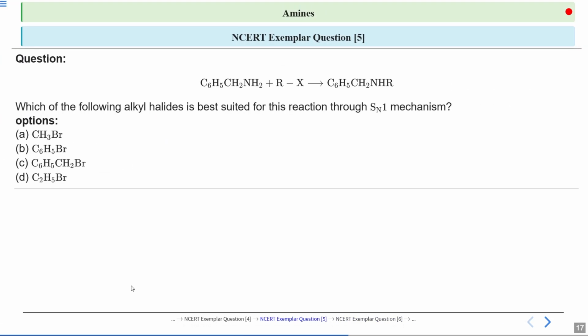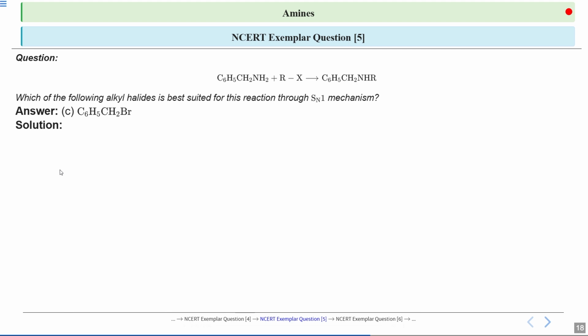Now we will move to the next question, which is NCERT Exemplar question 5. So you have a reaction being given to you. So you have to tell which of the following alkyl halides is best suited for this particular reaction through SN1 mechanism. Okay, so you have to tell which alkyl halide is best suited in the given options to you. So if we look at the solution, then option number C is the correct answer for this question. That means this is the best alkyl halide which is suited for this reaction through SN1 mechanism.